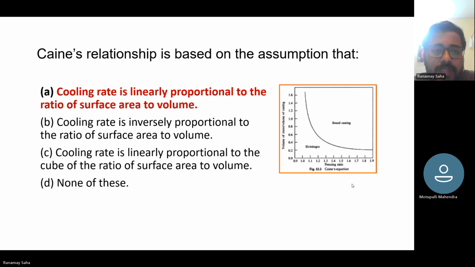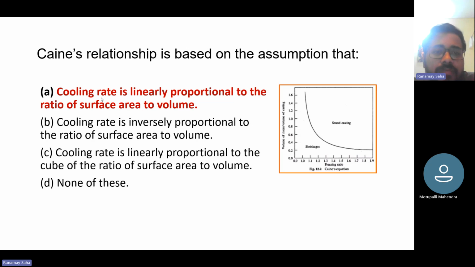The cooling rate is linearly proportional to the ratio of surface area to volume. You can see from the graph: on the y-axis you have the volume of risers to volume of casting ratio, and on the abscissa you have the freezing ratio. What is freezing ratio? It is the ratio of A by V, A being the area and V the volume, of casting to that of the riser. We will go through that in detail in the upcoming slides.